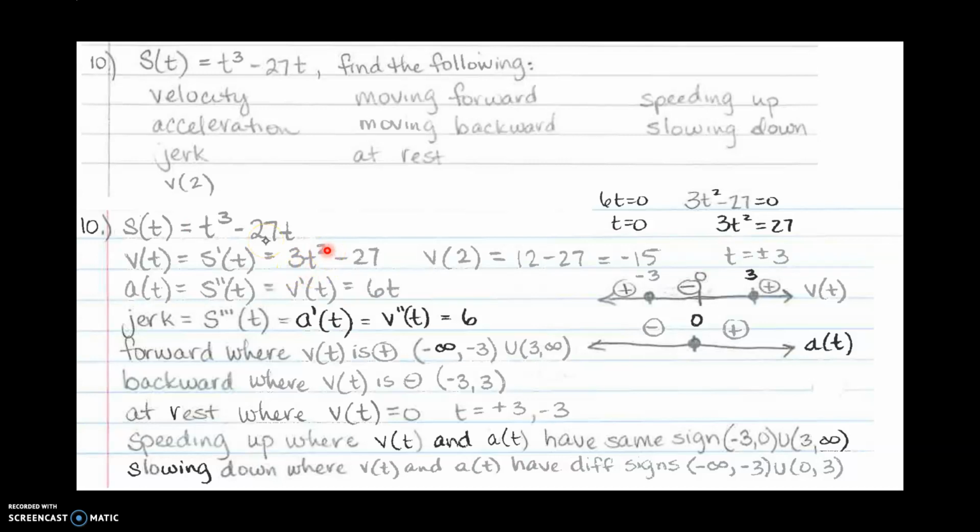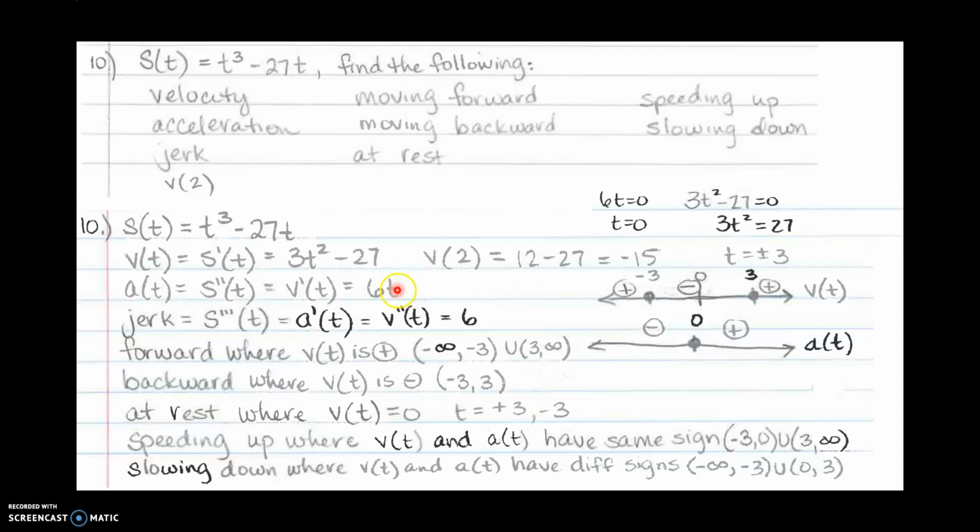And then the derivative of negative 27t to the first, 1 times negative 27 would be negative 27t to the 0, and t to the 0 is 1. So negative 27 times 1, or negative 27. All right. They also asked us to find acceleration. Acceleration is the second derivative. So the derivative of 3t squared, bring your 2 out to the front. So 3 times 2 is 6t to the first. And the derivative of a constant is 0.